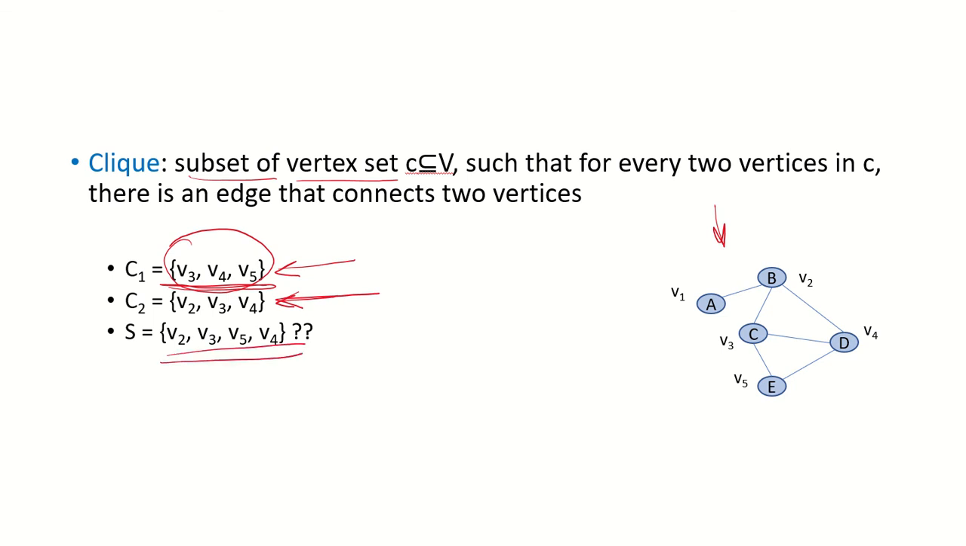What about V2, V3, V5 and V4? Is it forming a clique? Can we say that this is a clique? V2 is connected with V3, V2 is connected with V4, but there is no edge between V2 and V5. Since the definition of a clique is that there should be an edge between each pair of vertices, this particular subset is not a clique.